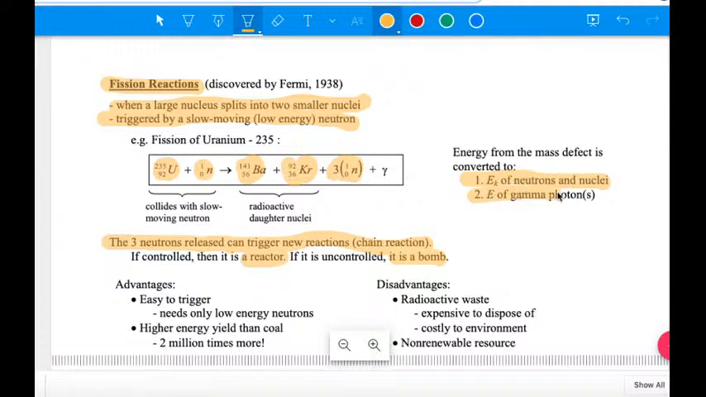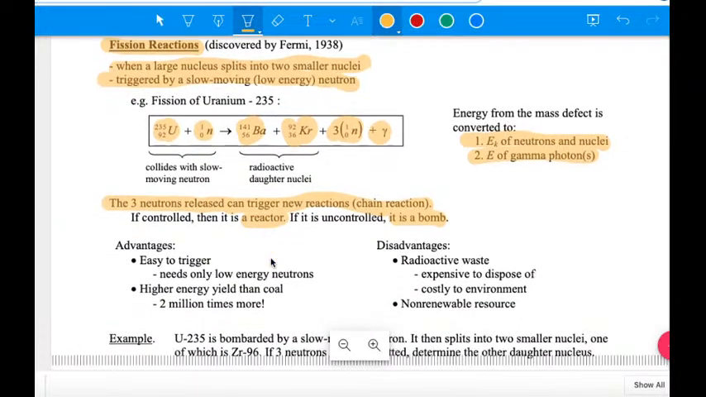And we're also going to get gamma rays, gamma photons, which is in this case dangerous, and this is why nuclear reactors need to be so carefully monitored. And that's one of the big disadvantages. We get this radioactive waste that's very expensive and hard on the environment, because you essentially have to bury it in sealed supermassive containers with meters of concrete and lead surrounding them.